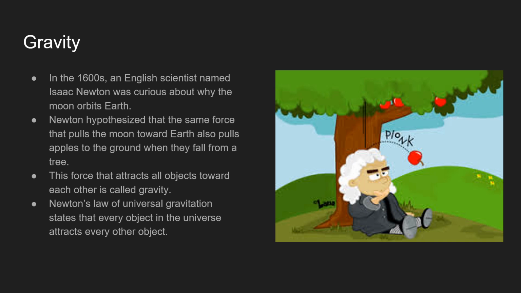Gravity. So in the 1600s, an English scientist named Isaac Newton was curious about why the moon orbits Earth. Newton hypothesized that the same force that pulls the moon toward Earth also pulls apples to the ground when they fall from a tree. This force that attracts all objects toward each other is called gravity.